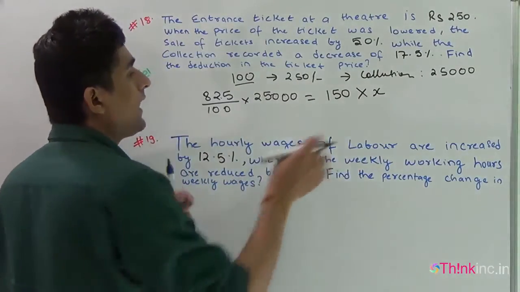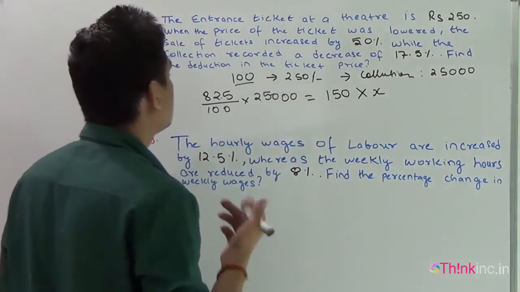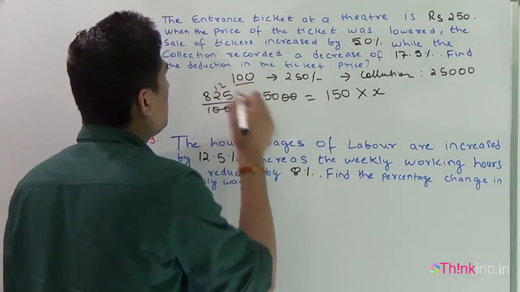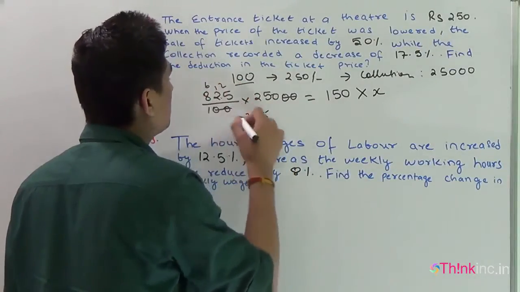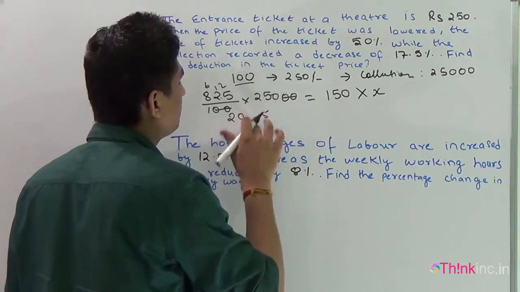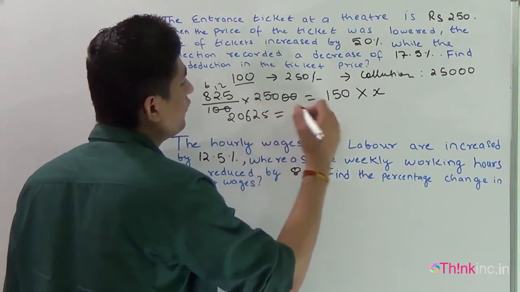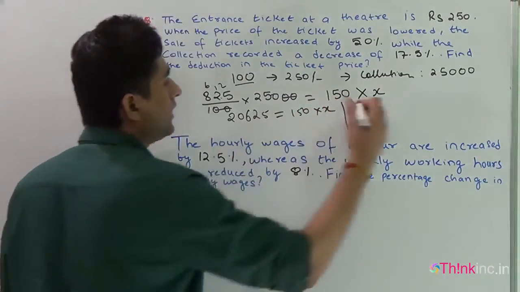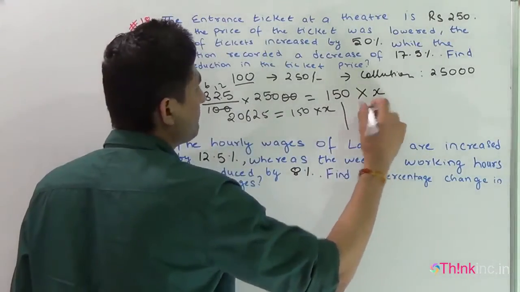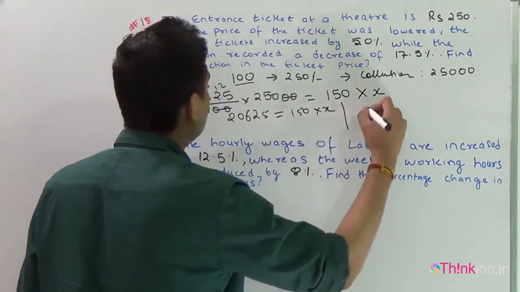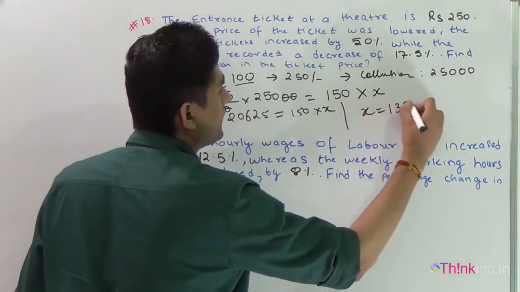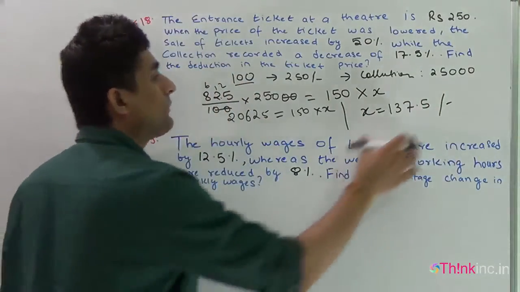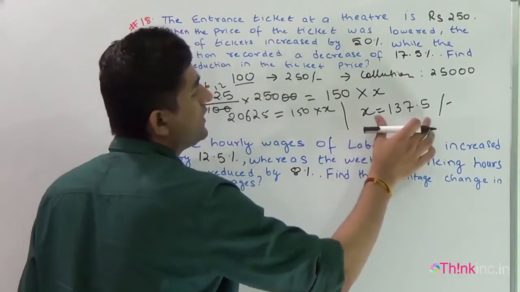You have to develop a habit of making a simple equation like this. So if I solve this, this will come out to be 20625, equal to 150 into X. From here I calculate the value of X. It will come out to be 137.5 rupees. This is the price of a ticket now after the reduction in the price of a ticket.